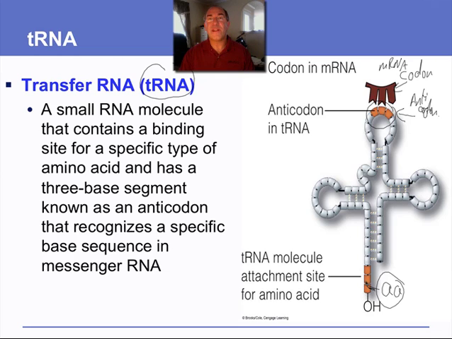This transfer RNA is about 80 nucleotides of RNA long. It is a single-stranded piece of RNA that is folded up on itself into this three stem loop structure.